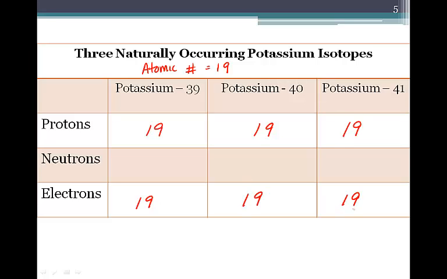of our isotopes. And to figure out the number of neutrons, we take our mass number, so in this case 39, minus our atomic number of 19, giving us 20 neutrons. Here, our mass number of 40 minus 19 gives us 21 neutrons, and 41 minus 19, 22 neutrons.